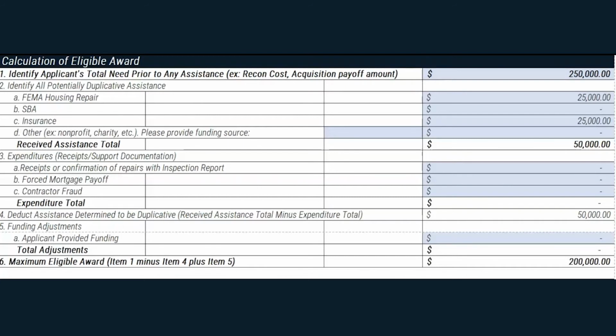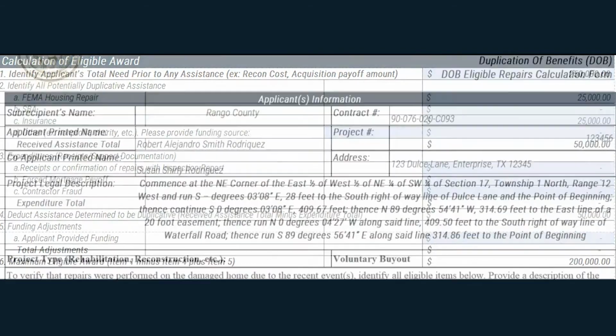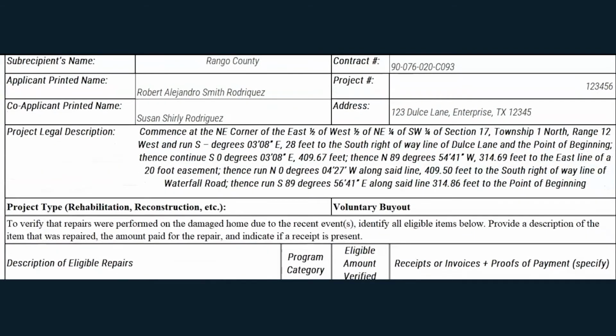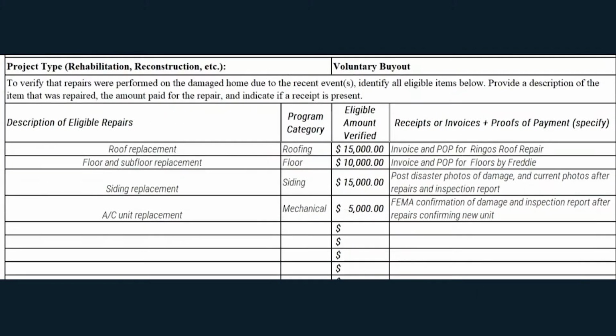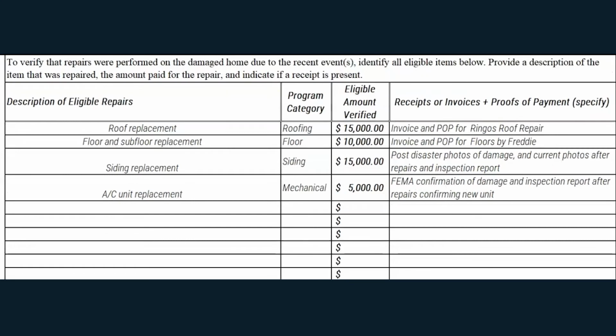In 3A, the applicant should input all expenditures on the property for repairs from damages done by the disaster or subsequent disasters. In order to complete this section, the applicant should complete the DOB Eligible Repairs Calculation Form. That is another required local buyout and acquisition form. We will discuss how to complete the DOB Eligible Calculation Form in another video.